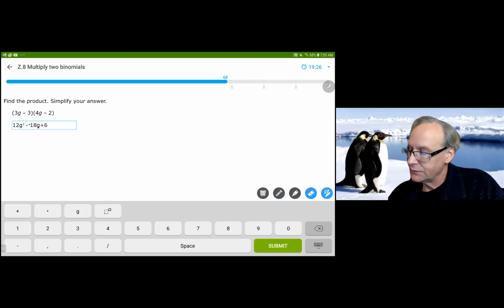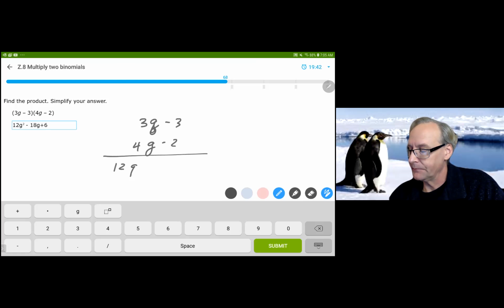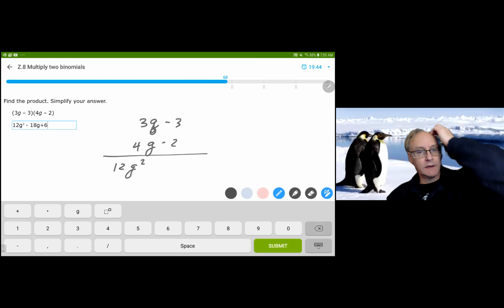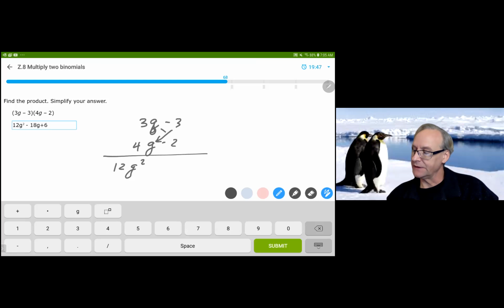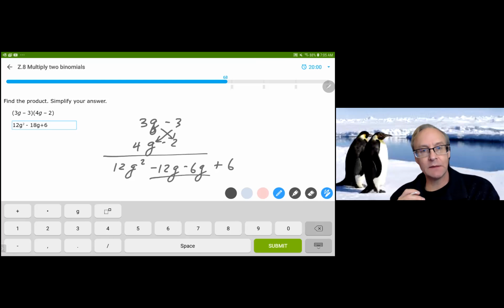Let me erase this real quick. And I'm going to go ahead and write them out. 3g, oops, I said 3g, not 3q. (3g minus 3)(4g minus 2), and we've got the 12g squared. I keep wanting to write a q. Now, I have a minus 12 and a minus 6, which is minus 12g minus 6g, and then the last part is plus 6. Notice that that is a minus 18g. We're looking at ways in which to combine them. Hopefully that's clear.